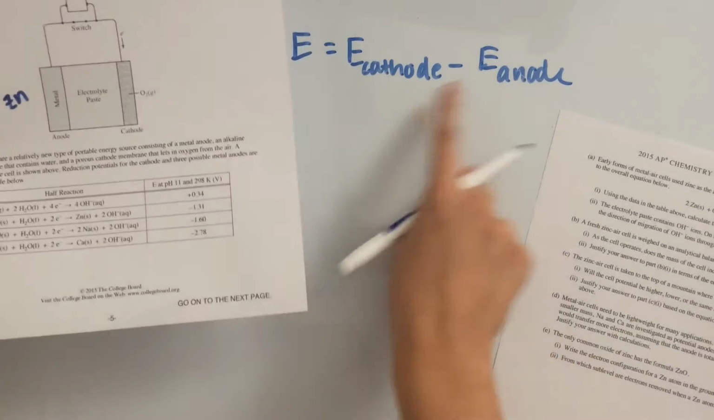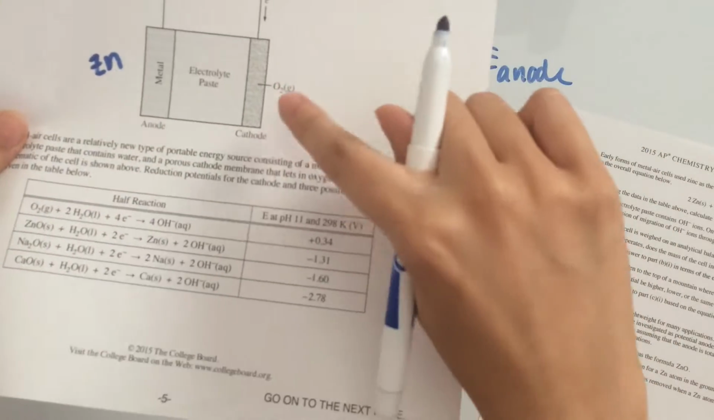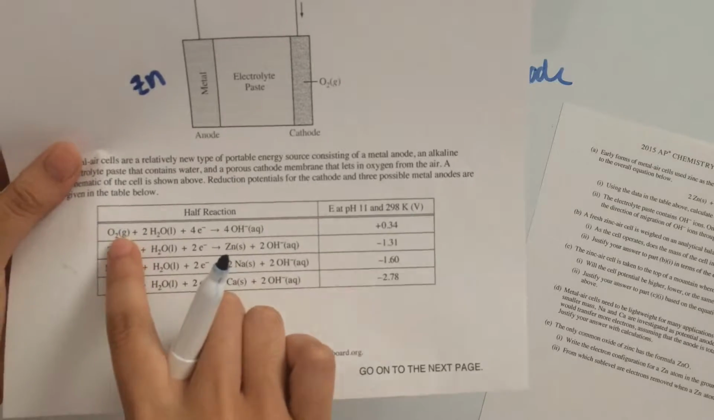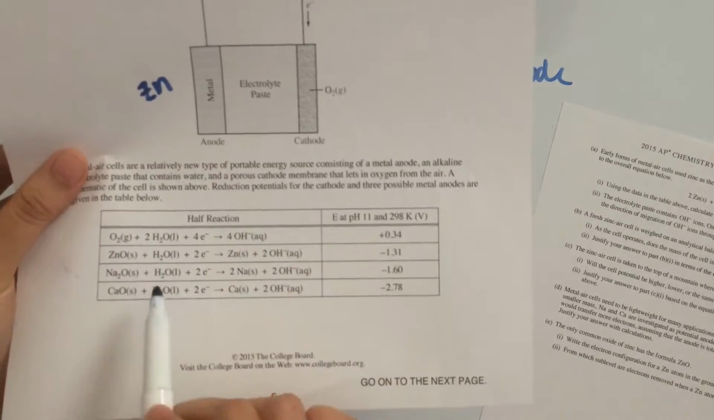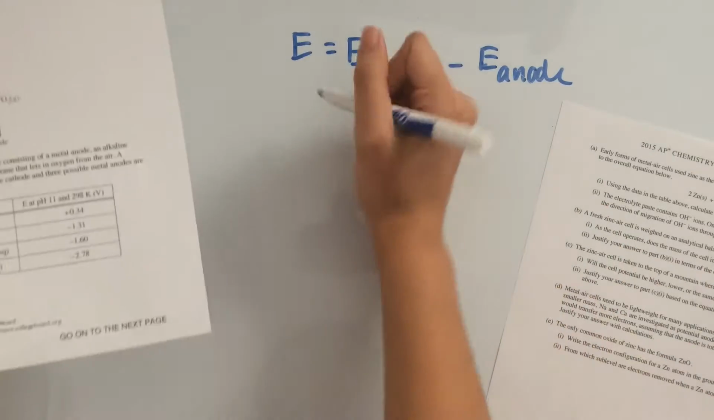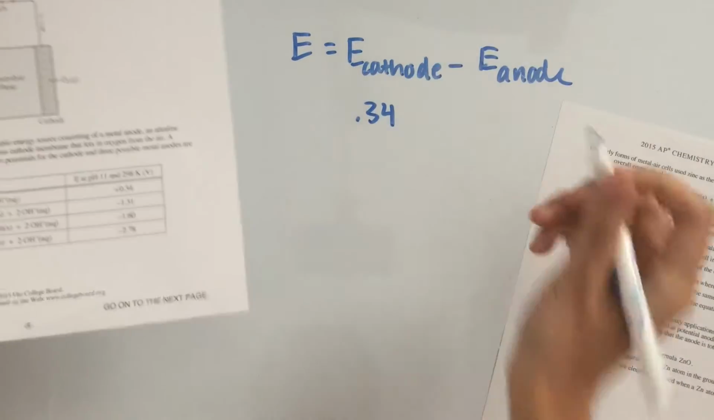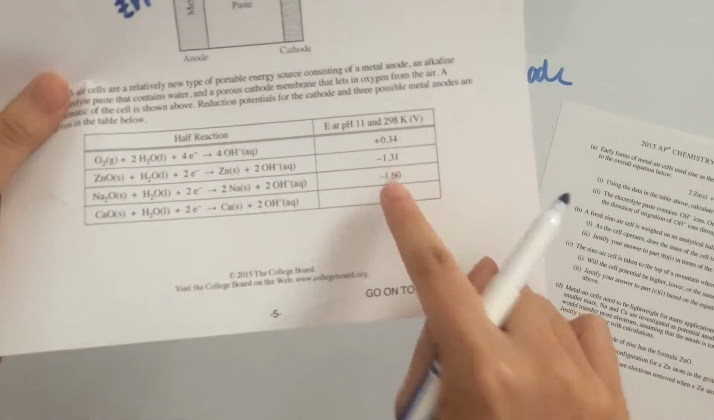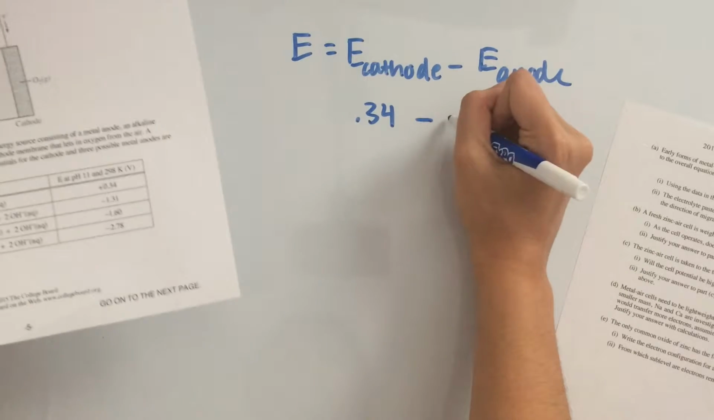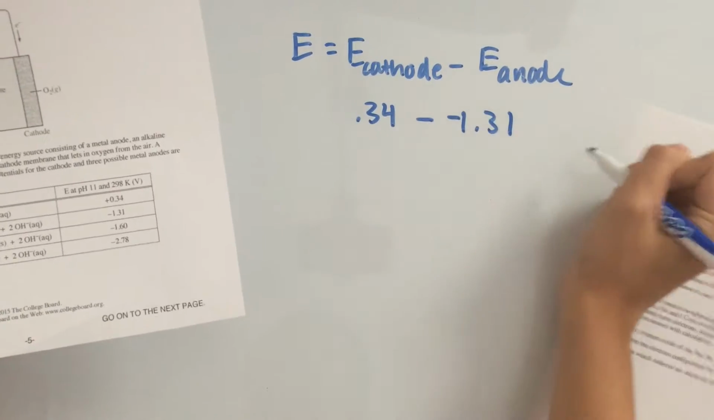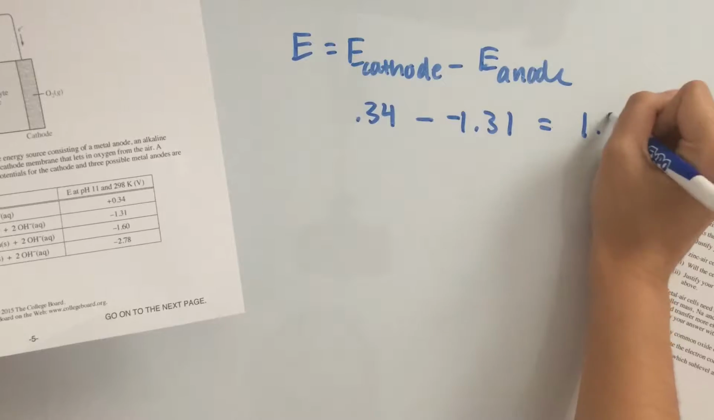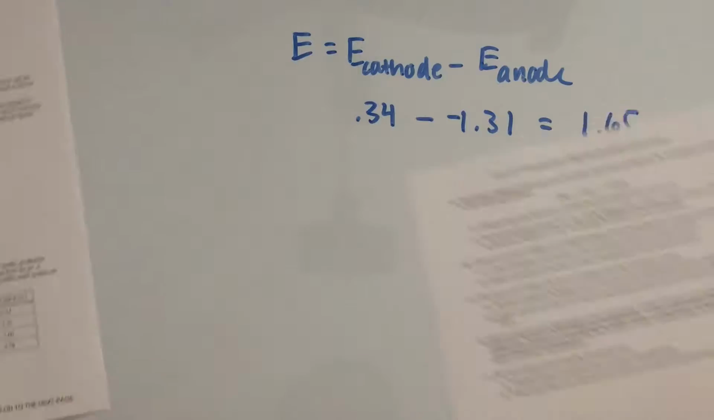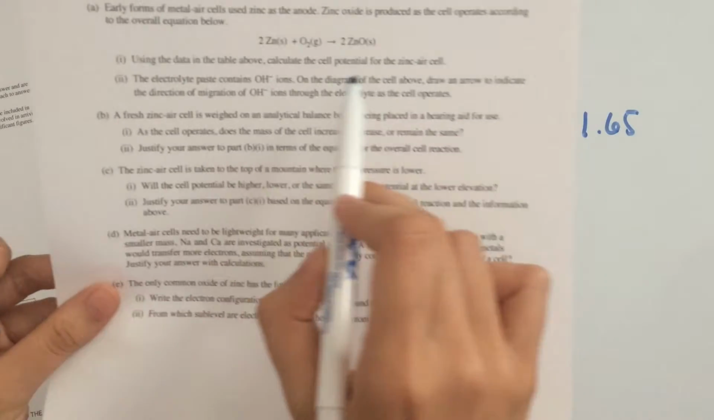Alright, so now it's cathode minus anode. We've already said that oxygen is at the cathode, so we go over here, we see that this is the half reaction with oxygen. None of the other ones have it, and it's positive 0.34. Now we subtract the anode, which is zinc, and that says negative 1.31. So minus negative 1.31. And that's going to be about 1.65 positive. Okay? So we've answered this part.